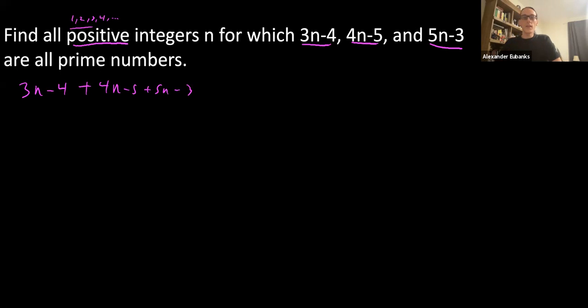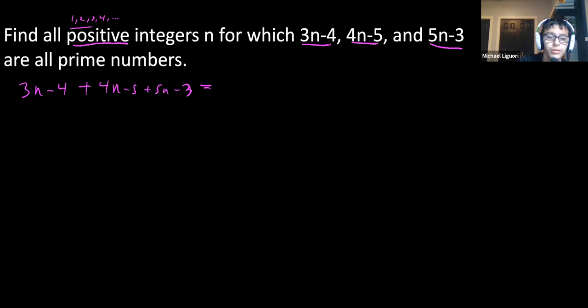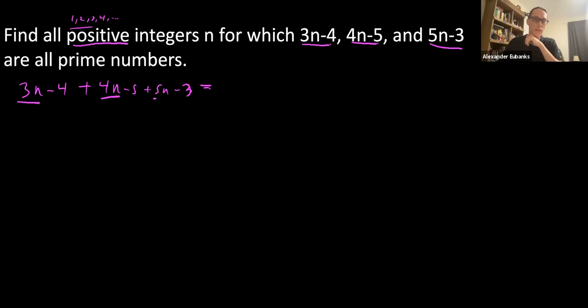So if I add these all together, what do they add up to? 12n minus 12. Good. So we've got 3n plus 4n plus 5n. 3 plus 4 plus 5, that's 12n. And then these are all minus, but it's really the same thing: 4, 5, and 3. So minus 12. So we added them together.